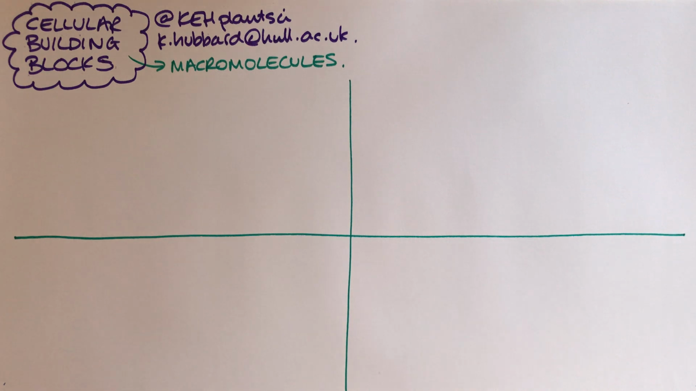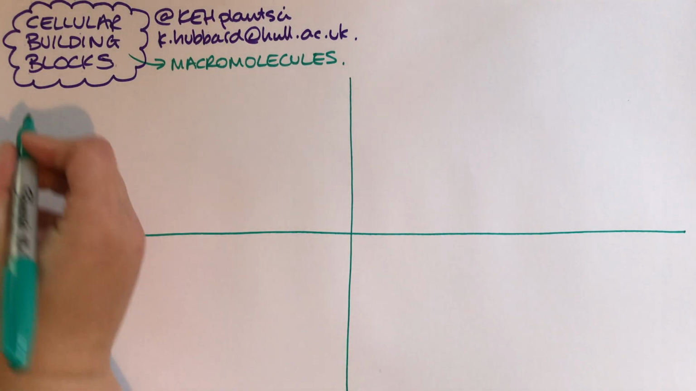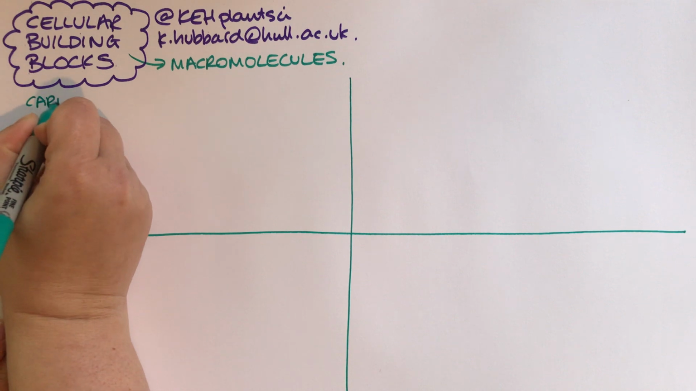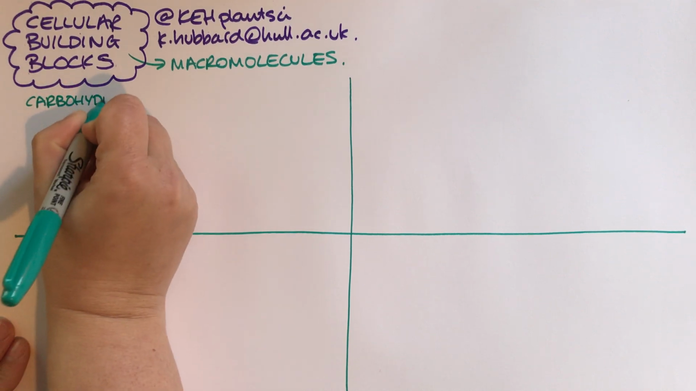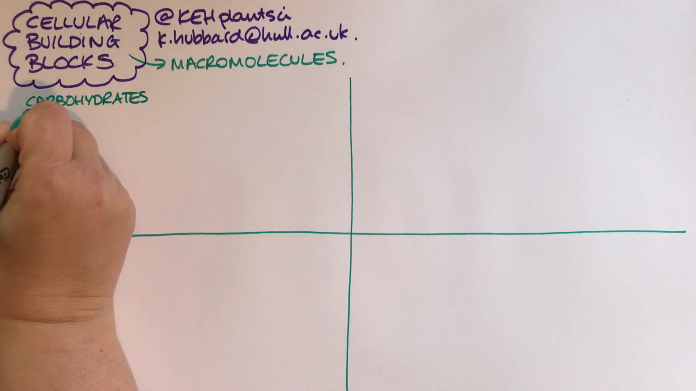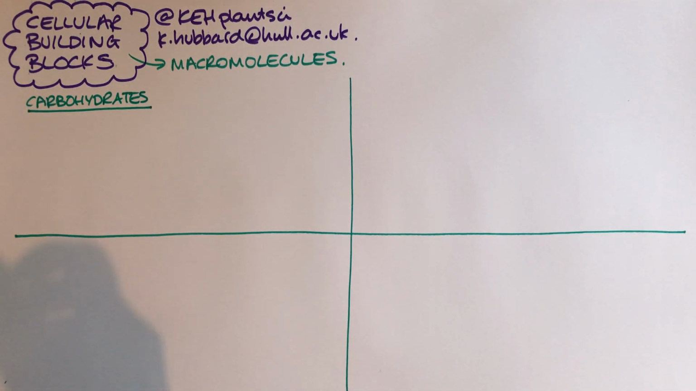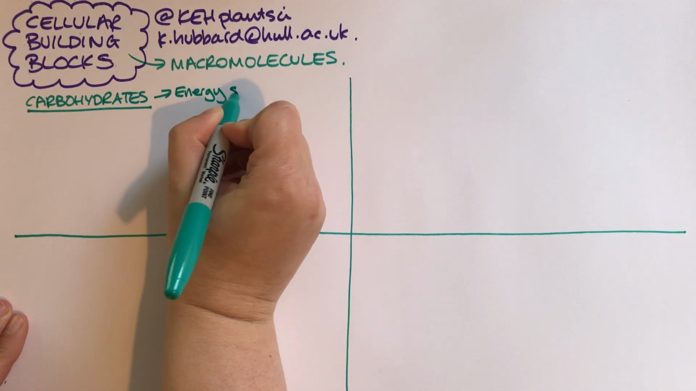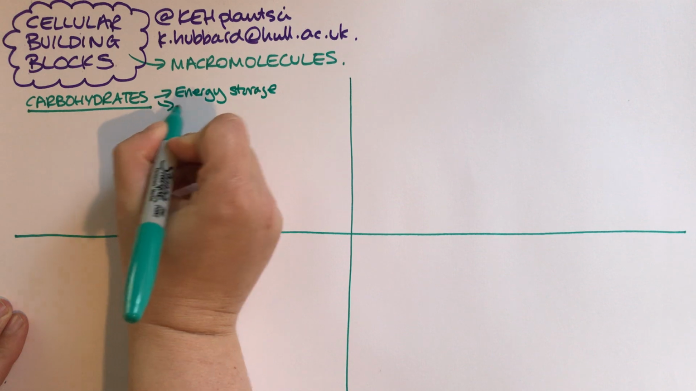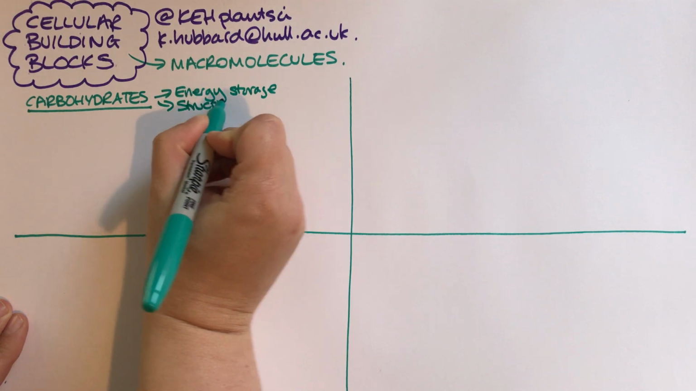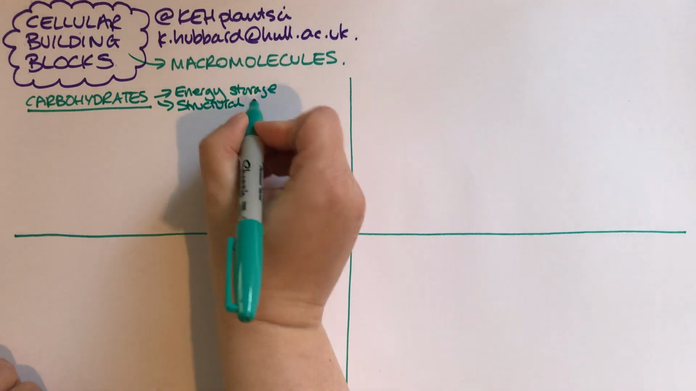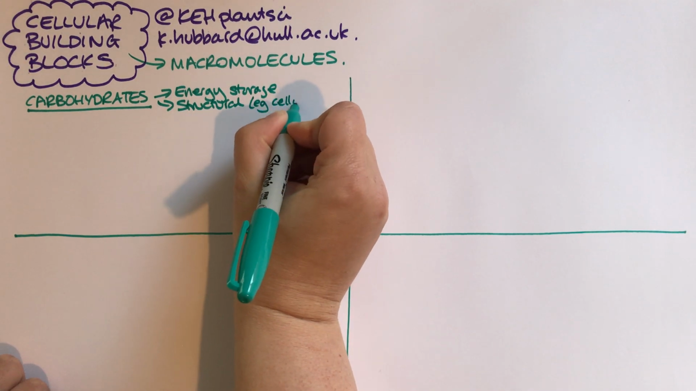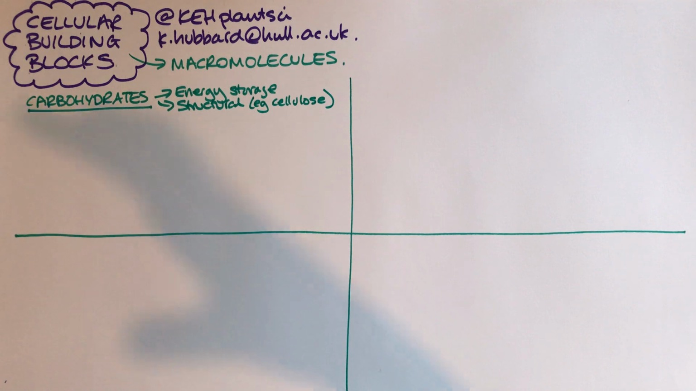Okay, so let's start with the carbohydrates. Carbohydrates have roles in energy storage, and they have a sort of structural role. So some carbohydrates, for example, cellulose in the cell wall of a plant cell, are there to provide mechanical strength. Okay, so let's think about the structure of a carbohydrate.